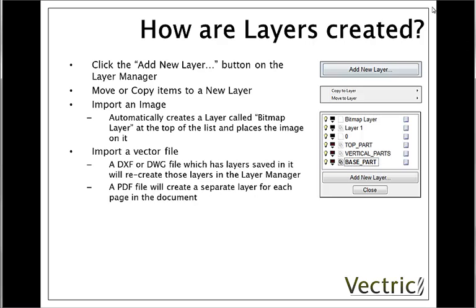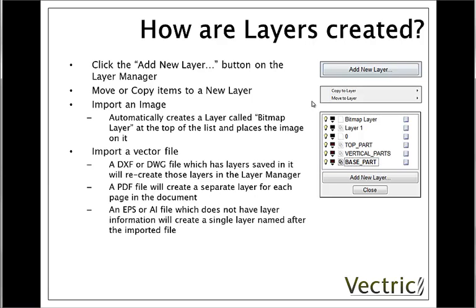For a PDF document, when we import vectors from it, if there are multiple pages, then the software will create a different layer for each page and name those accordingly. If there's just a single page, then it will just give the layer the same name as the file you're importing. And that's the same when you do it with an EPS or an AI vector file as well. When you import those, it doesn't have the layer information built into it, so it'll just create a single layer that's named after the imported file.